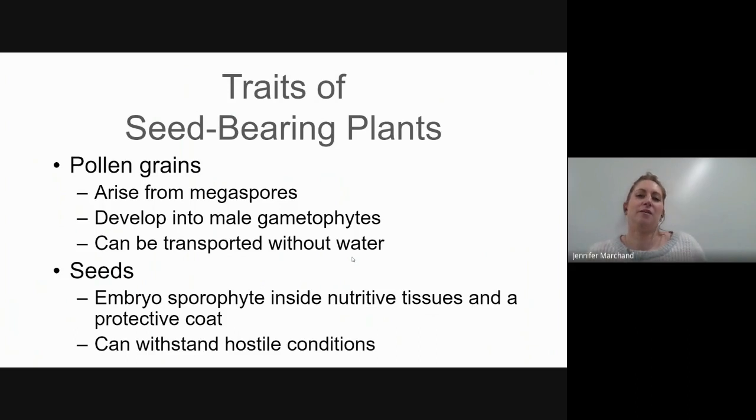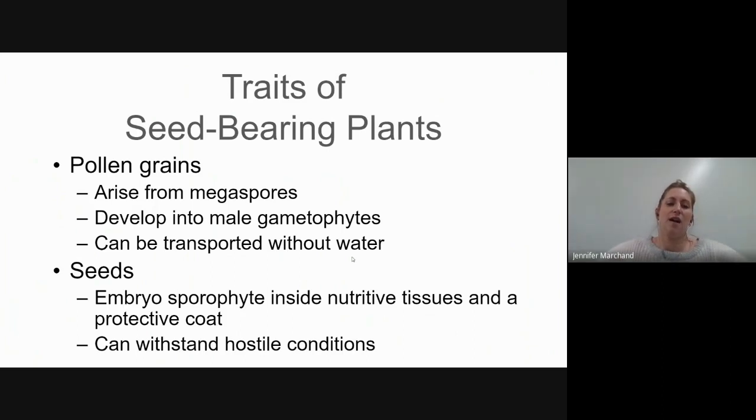And then we have some traits of seed-bearing plants. They have pollen grains. They arise from megaspores. Again, spores, kind of like fungi, but a little bit different. But they have megaspores, which can develop into male gametes. They can be transported without water. So pollen can go through the air. It can go on bees. It can go on a leaf. It can go on the bottom of your shoe. Pollen can be transported anywhere.